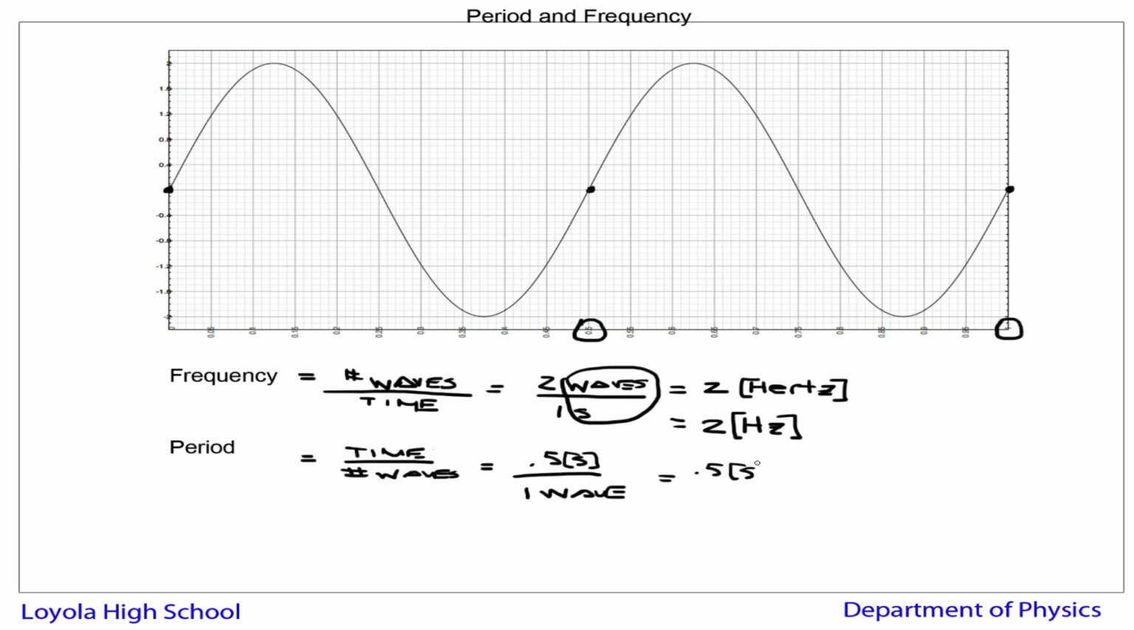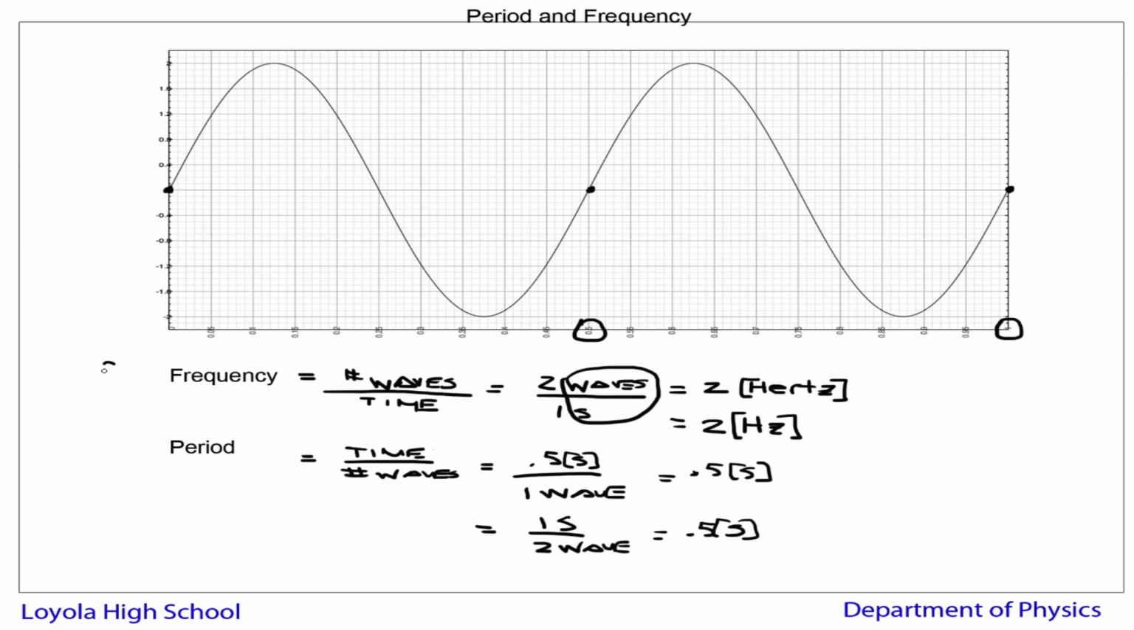The unit of period is seconds, because that's the time. Or if I take a look at the entire second, I can say there's 1 second for two waves. And as you can see here, that also equals 0.5 seconds. So it's the time it takes for one wave to occur, and as long as I'm consistent with the amount of time and the number of waves, I get the same answer.